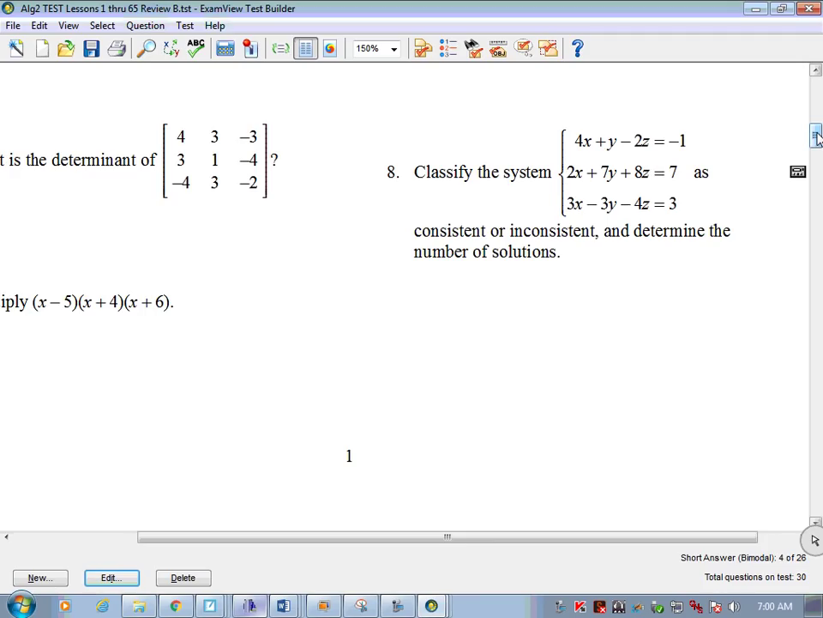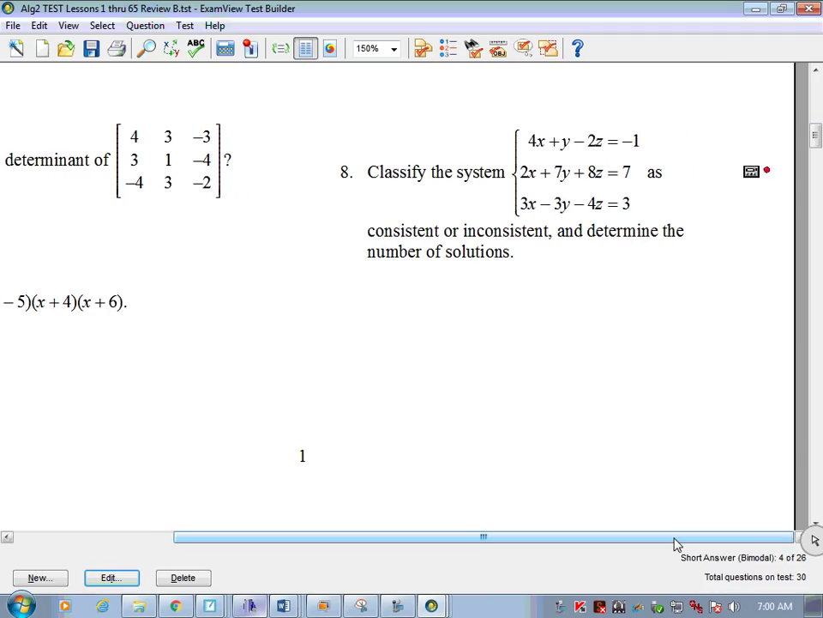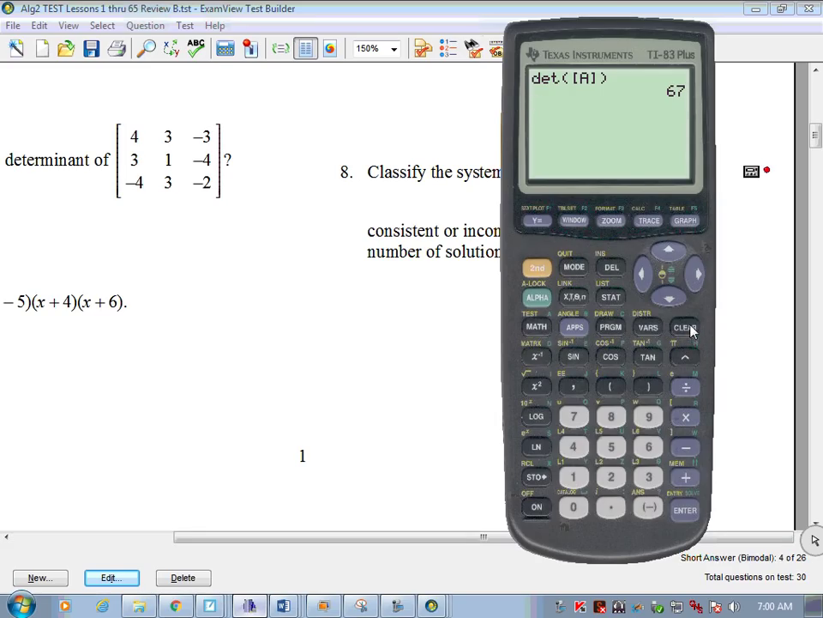All right, number 8. It says classify the system as consistent or inconsistent, determine the number of solutions. So we're going to go back to our matrix for this and see if it gives us a solution. Let's get a second matrix. We're going to edit here.